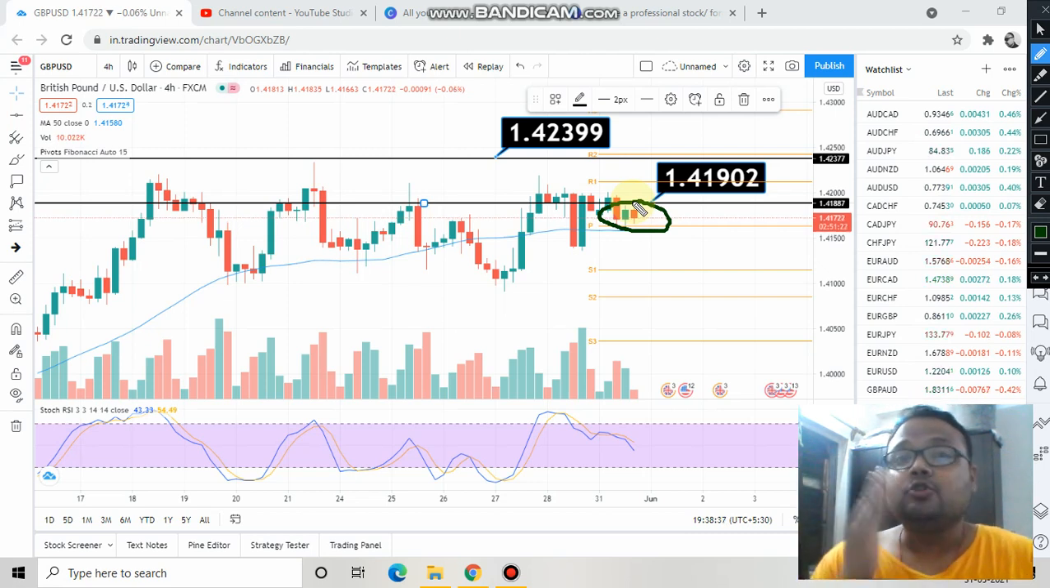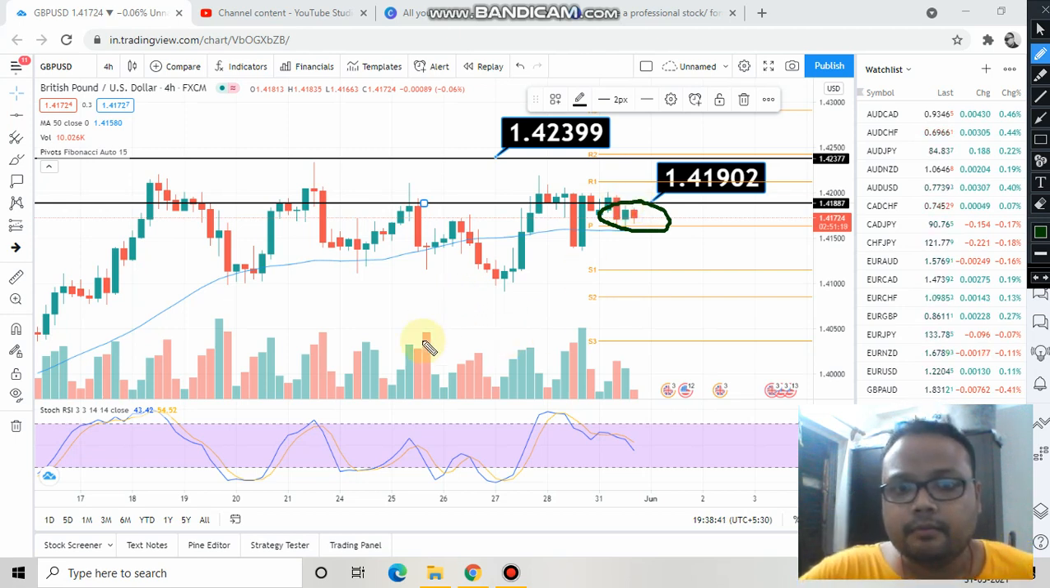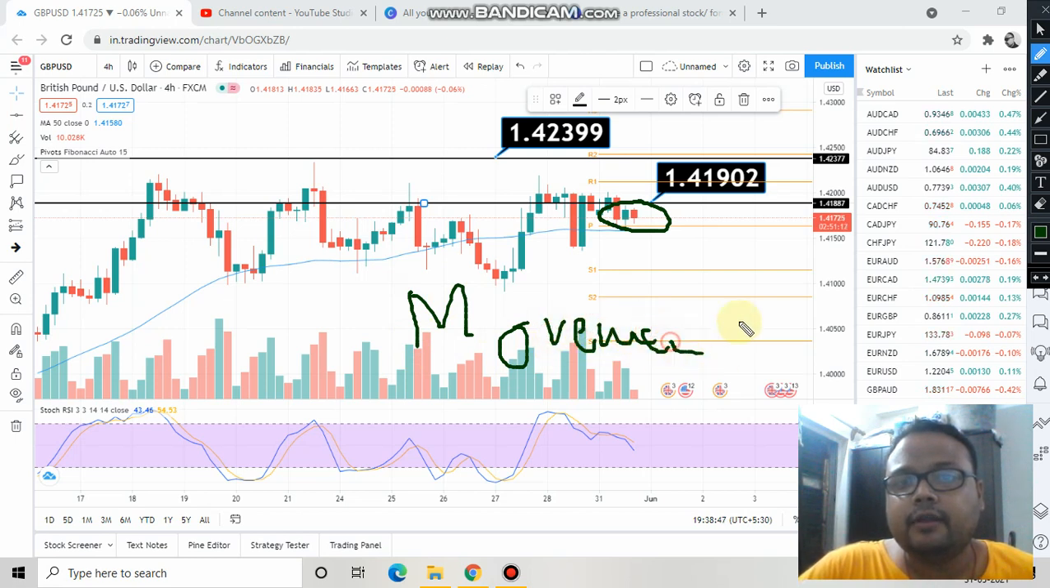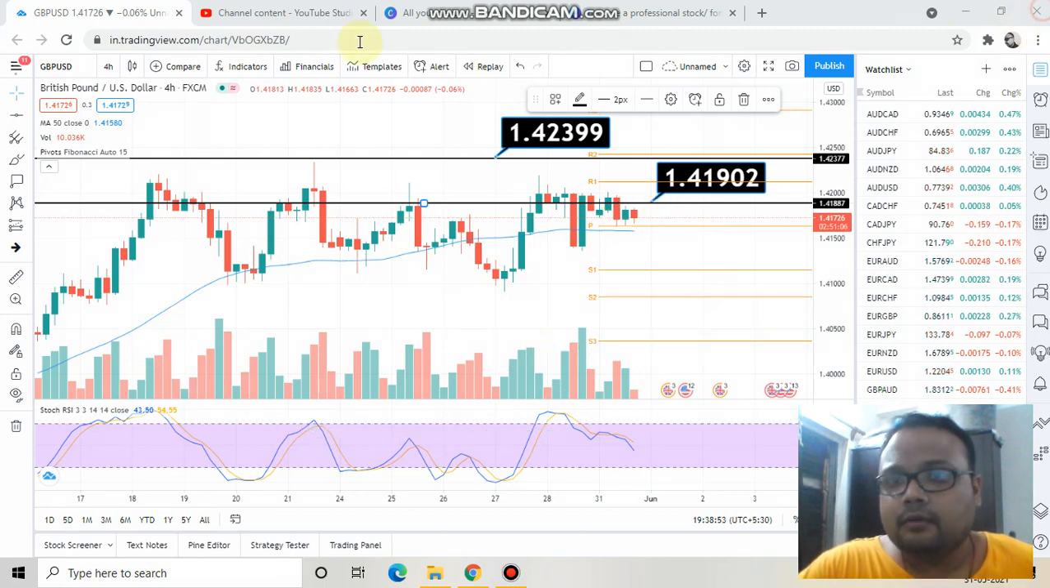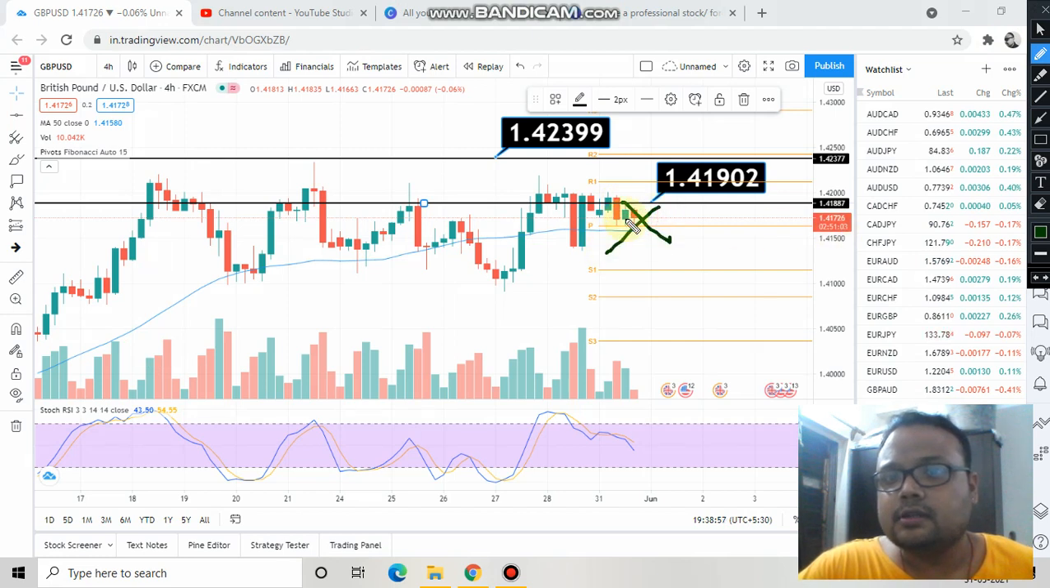Until and unless you get some proper movement, you should not trade, because we do not have the required movement here. If you do not have the movement, we should not trade. So right now you should not trade. This is your non-trading position. You should not trade at all, because the market is having no movement.